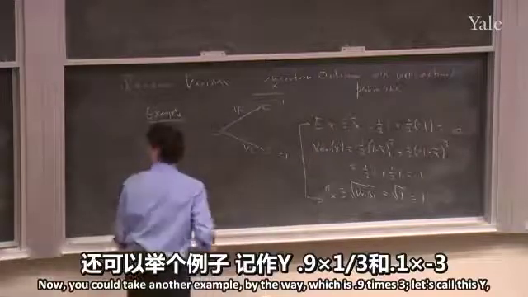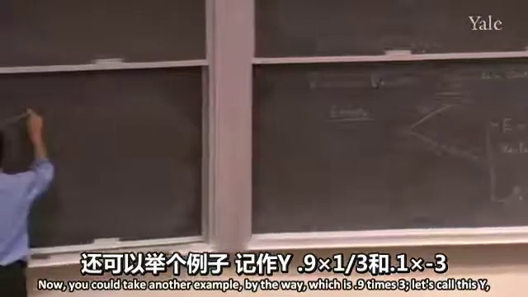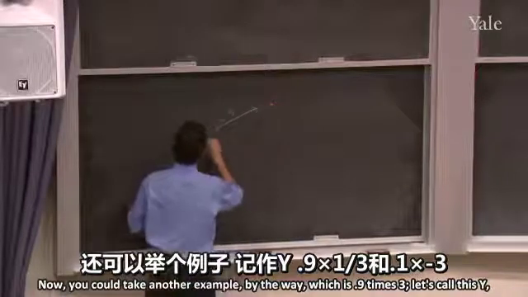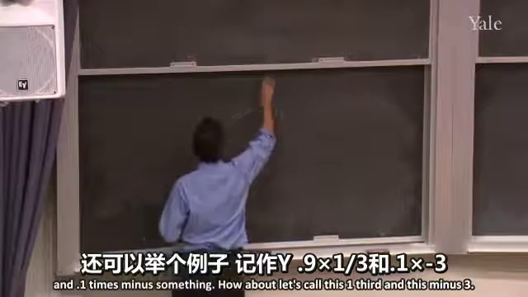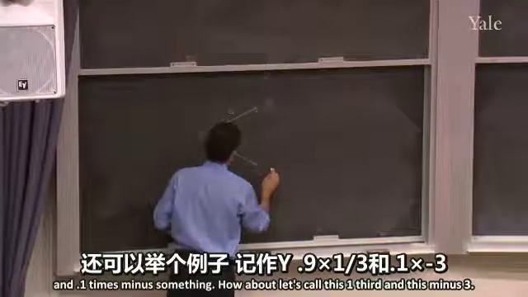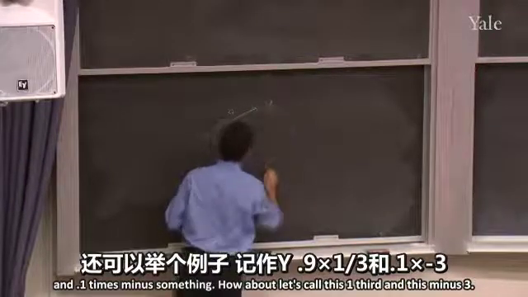OK, now you could take another example, by the way, which is 0.9 times 3. Let's call this y. And 0.1 times minus something. How about, let's call this 1/3 and this minus 3.